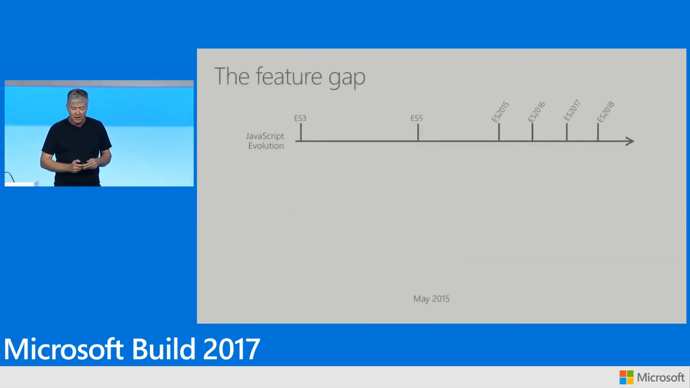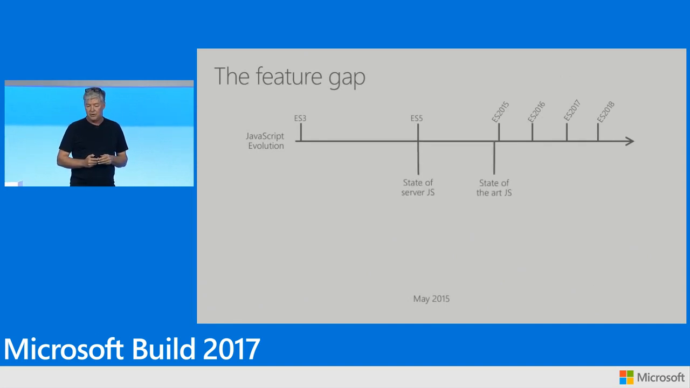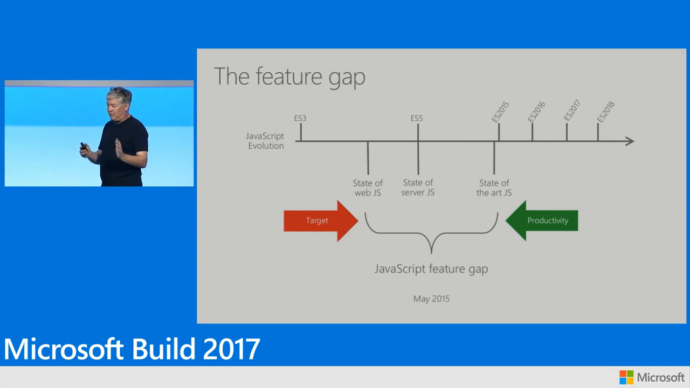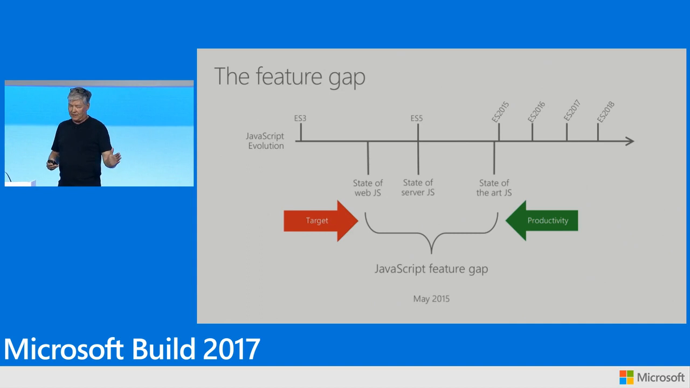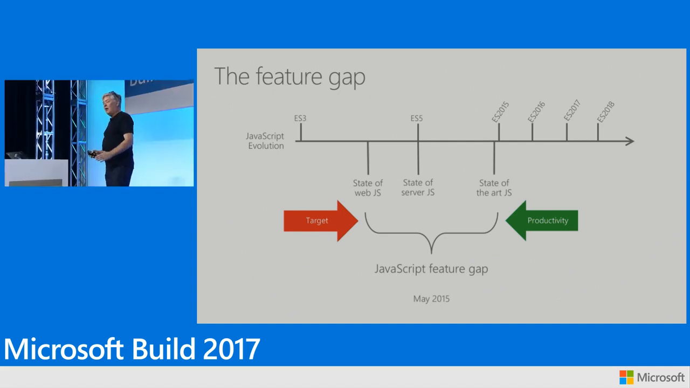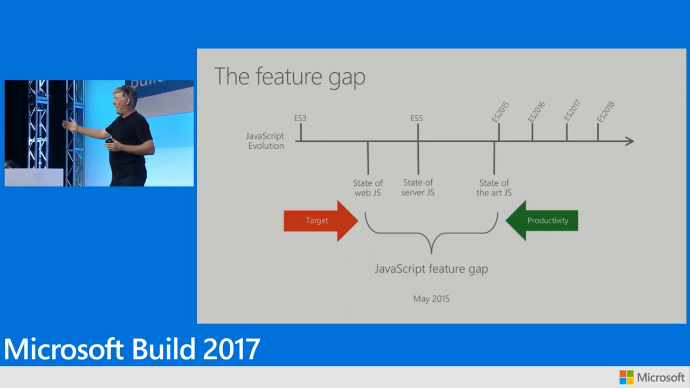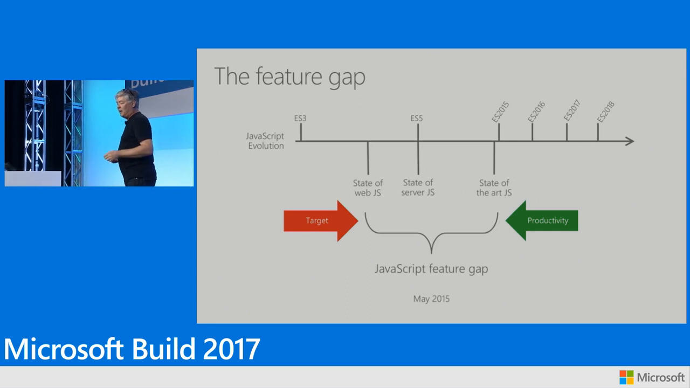In JavaScript, let's say you go back, say, 2 years to May of 2015, this was the state of JavaScript back then. ECMAScript 2015 was just about to be ratified, yet on the server, Node.js had only just made it to ES5, and most browsers didn't even support ES5 yet. And so there's this gap between what you have to target in order to make your app run and what you want to use as a developer. And that's what I call the feature gap.